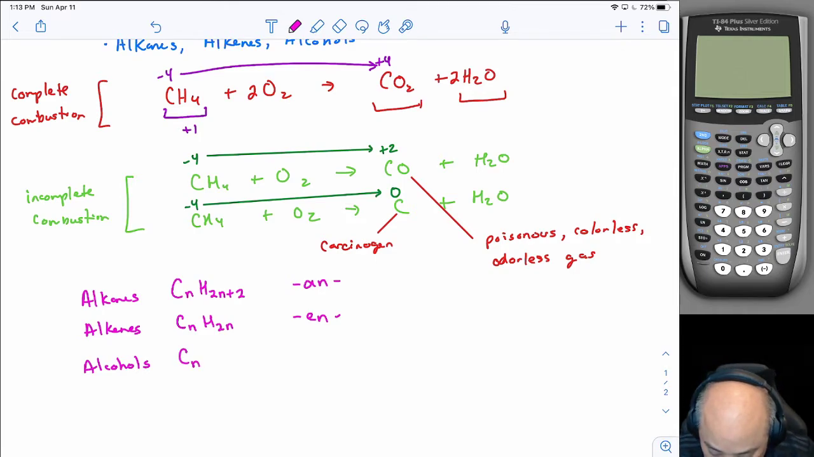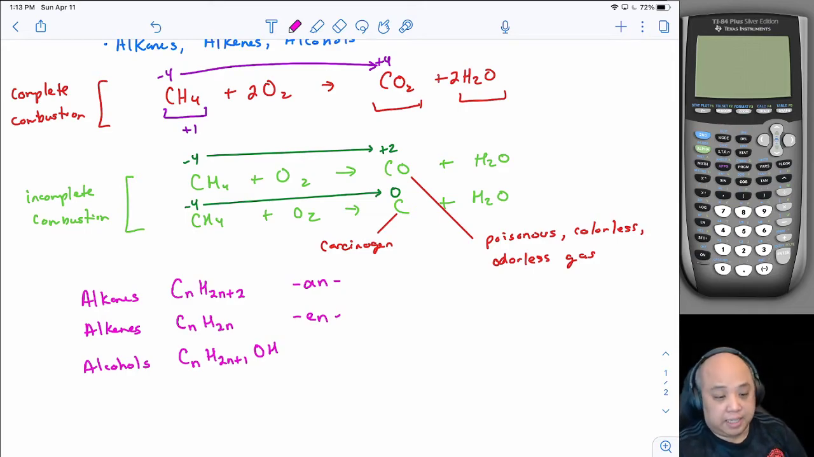Alcohols are generally written like this: CnH2n+2 OH. So it might be like C4H9OH or C3H7OH. Now, usually I think the IB will also write it as a structural formula if you're trying to identify what degree of alcohol it is and things like that. But if you're just saying any generic alcohol and the isomer doesn't really matter, then you just write it as CnH2n+1 OH. And that OH signifies that there's a hydroxyl group attached to it.